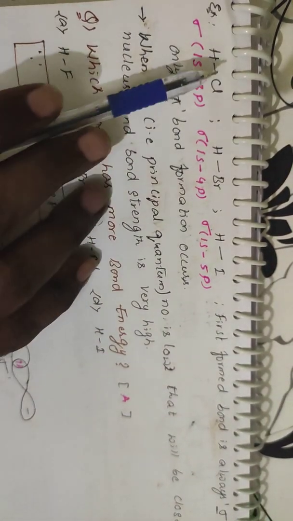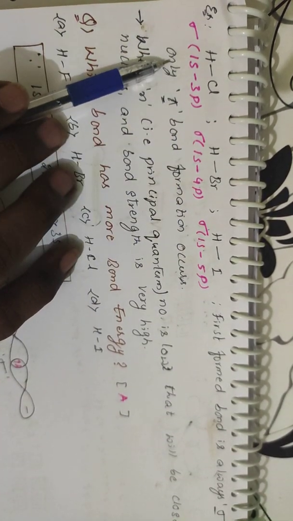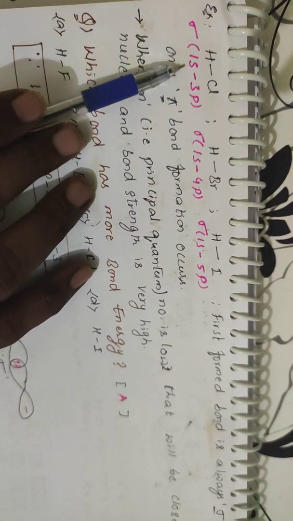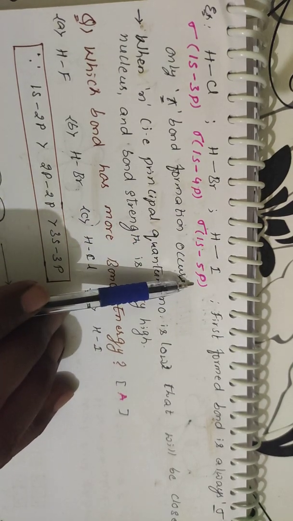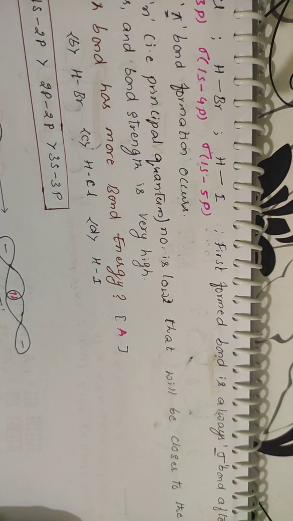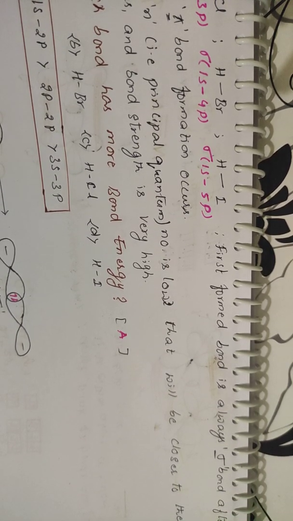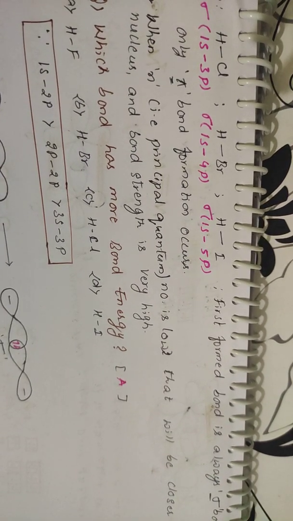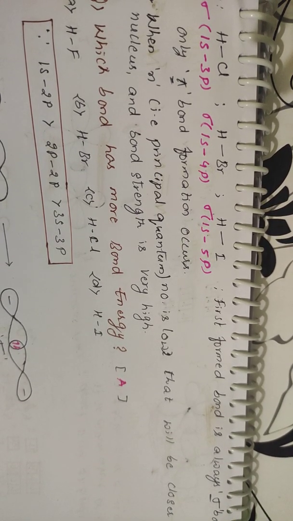Here we will have HCl. Try to draw that, students. HCl, HBr, HI. For HCl we have 1s and Cl has 3p, so sigma 1s 3p. For HBr, sigma 1s 4p. For HI, sigma 1s 5p. So the first formed bond is always a sigma bond. After that only the pi bonds are formed. What does this indicate? It indicates that if there is a molecule with any pi bonds, first there should be formation of only the sigma bond. After formation of the sigma bond only, there will be the formation of the pi bond. Remember this, students.